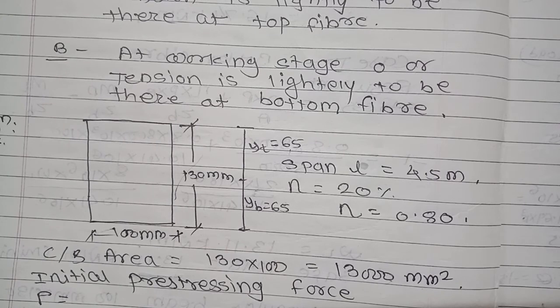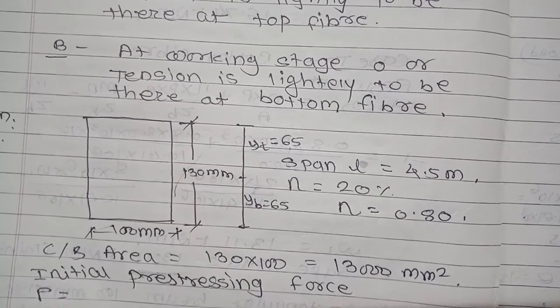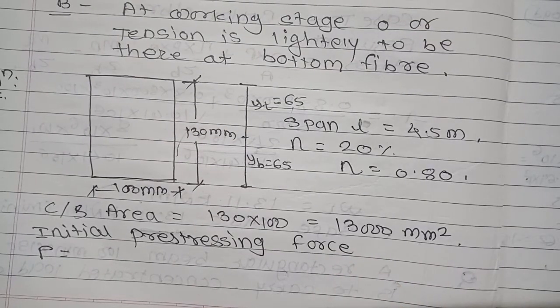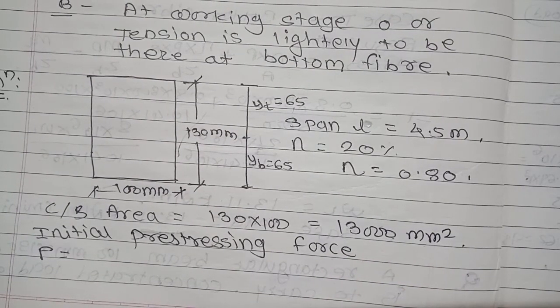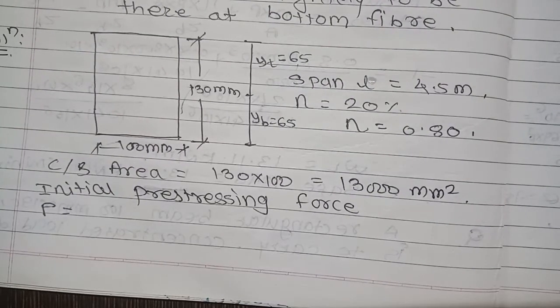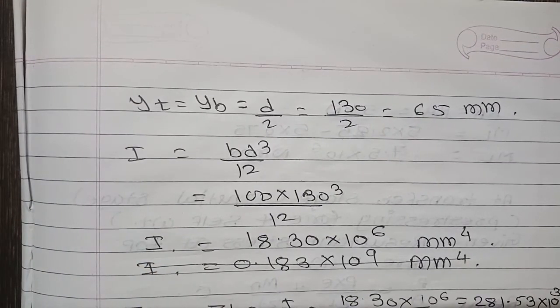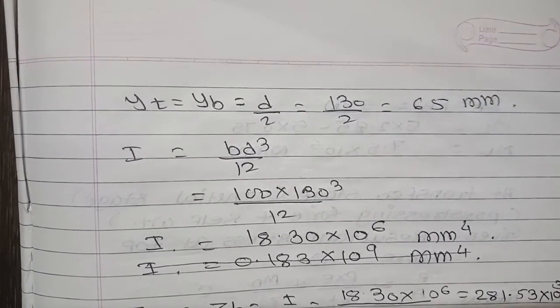Span length is also given, that is 4.5 meter. Efficiency or losses are given, that is 20%. That's why 100 minus 20 in percentage, 0.80. Now calculate the cross sectional area of the beam, that is B into D, 130 by 100 mm. That's why the cross sectional area we got is 13000 mm square. Now find YT and YB, that is the distance of the centroidal axis from the extreme fibers.